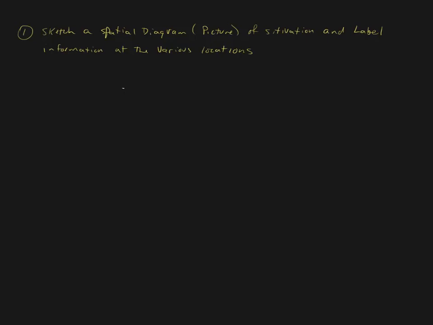The second thing you want to do is you want to identify each object and the corresponding information that goes with each object. And you want to write it down neatly and as organized as you can, and you should be using the model that I set up below.